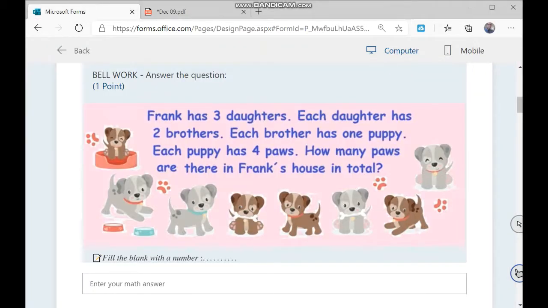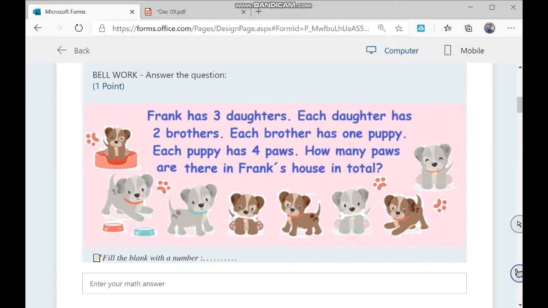But before, as usual, I want your answer for this nice, cute, pretty bell work of today. This pink one, full of puppies. Frank has 3 daughters. Each daughter has 2 brothers. And each brother has 1 puppy. Each puppy has 4 paws. How many paws are there in Frank's house?